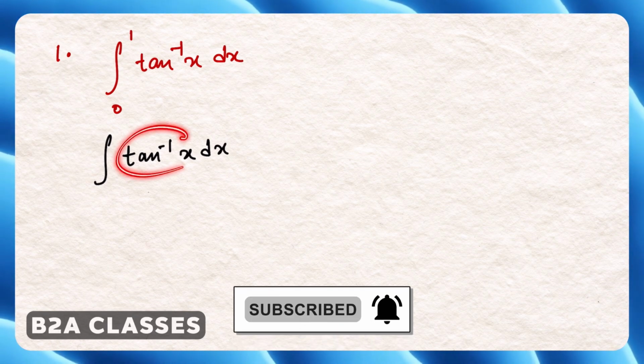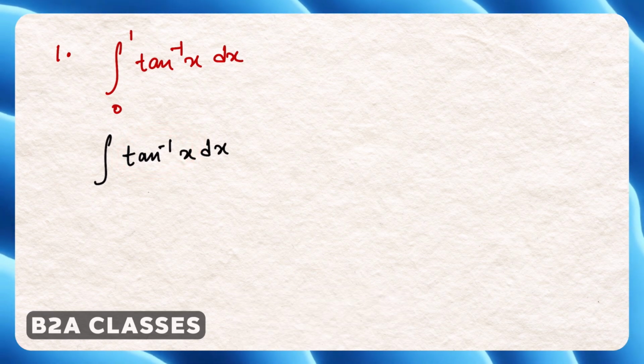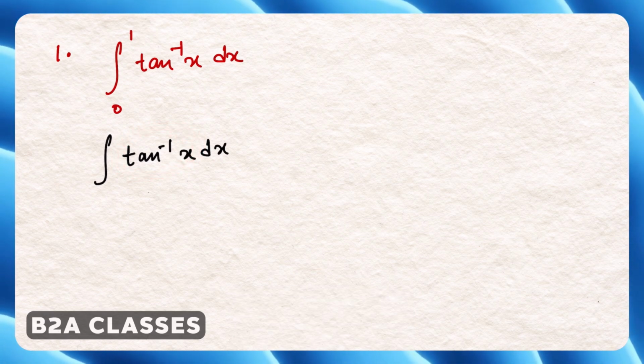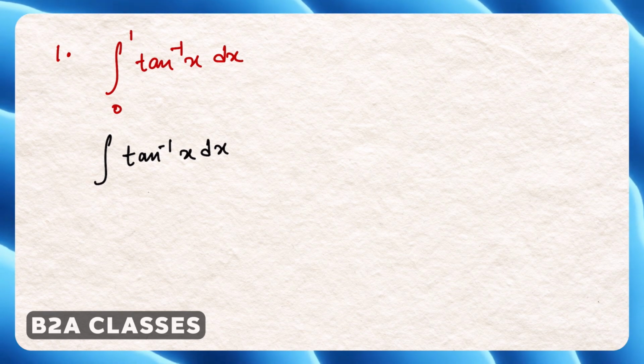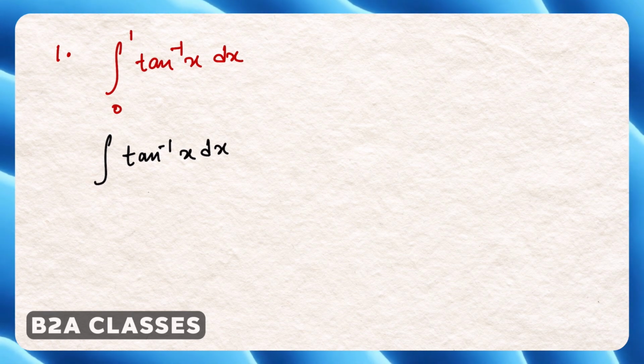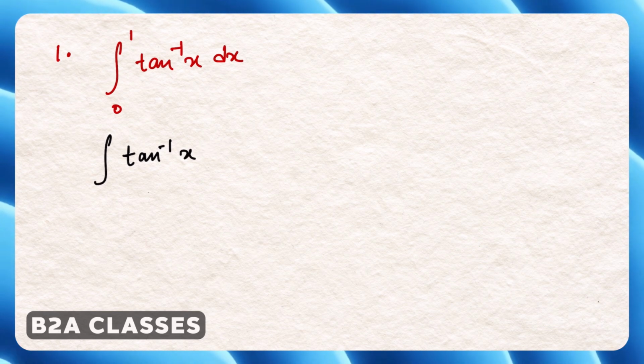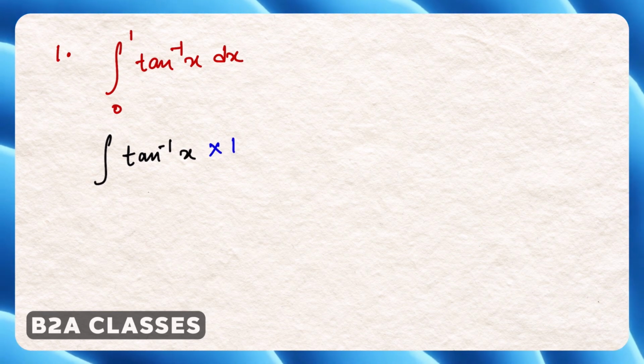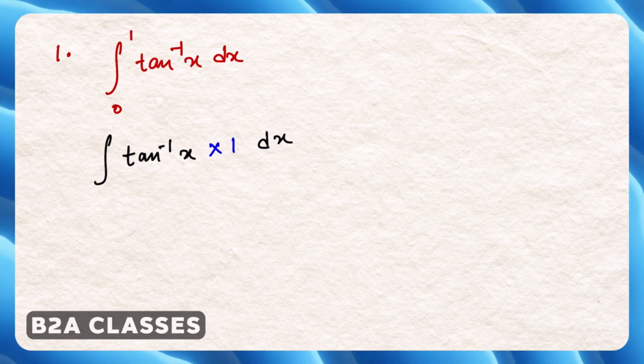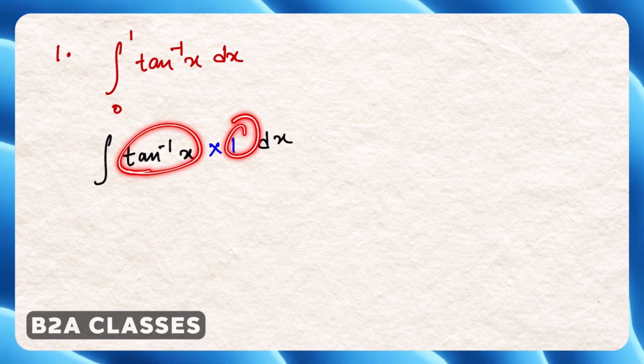But you can clearly see यहाँ पे सिर्फ एक ही function है, which is tan inverse x. But we need two functions u and v, first function and second function. So what we can do here is we can write this tan inverse x as tan inverse x into 1. इसको हम लिख सकता है tan inverse x into 1 and dx. So now we have two functions, tan inverse x and 1.